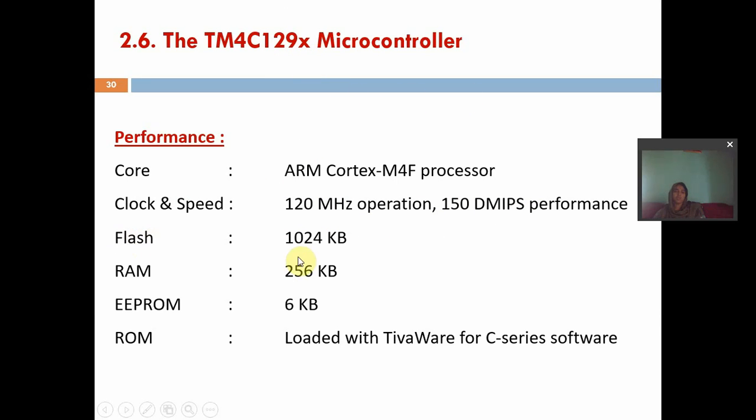So flash memory is 1024 kilobytes, RAM is 256 KB, EEPROM is 6 KB, and the ROM we are using is loaded with TivaWare for C series software. Okay, these are all advanced compared to 123.